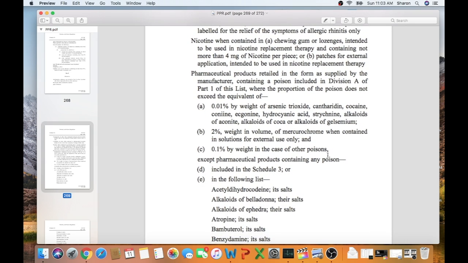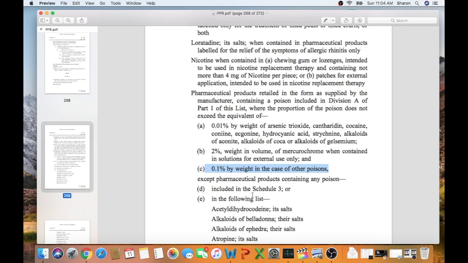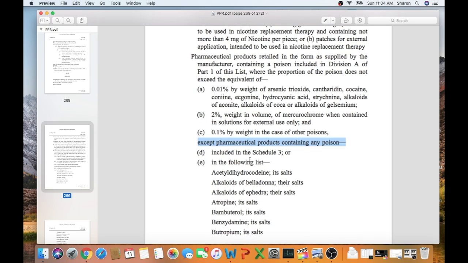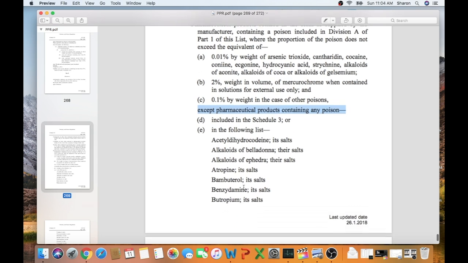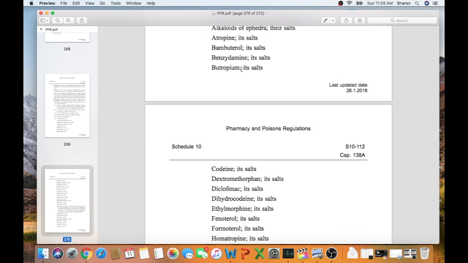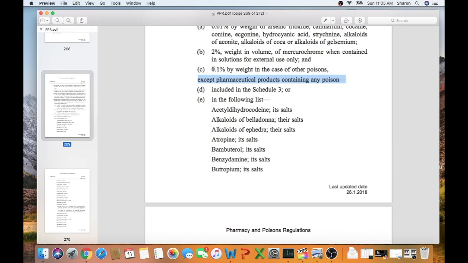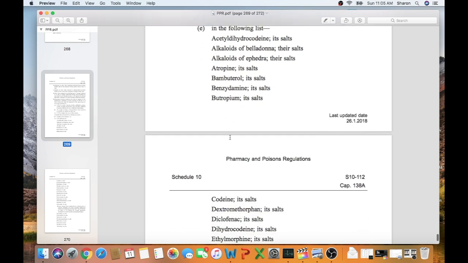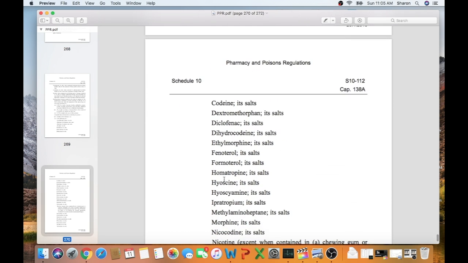But it's saying here that if a Part 1 drug is 0.1% or less, then it can be sold in an LSP. I don't know any examples off the top of my head, but that's what this is saying. Okay, unless we're talking about, and so it continues, unless it's a Schedule 3 poison, or unless it's in this following list. So for example, codeine. It's basically saying here that even if there is a product containing codeine or any other poison in this list here, even if it is 0.1% or less, it still can't be treated as a Part 2 drug. So that's what that means.